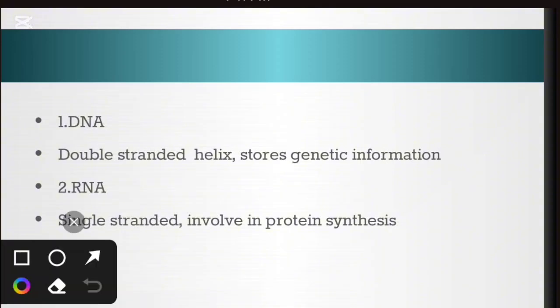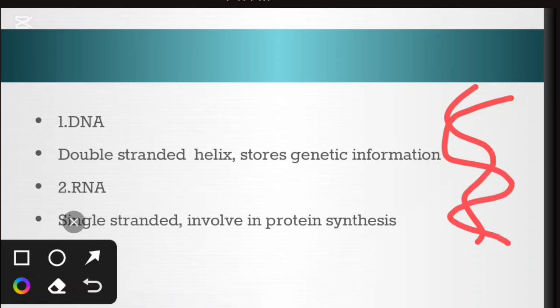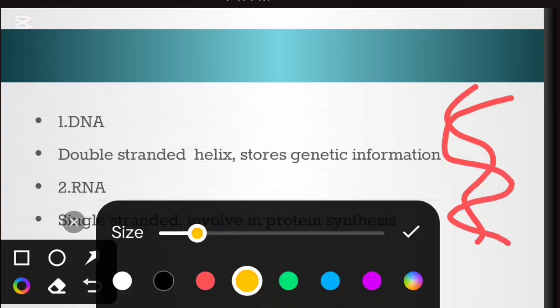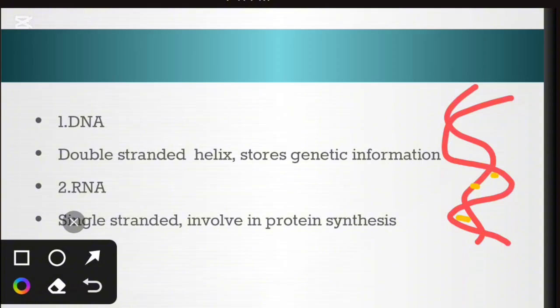The double helix means two helix. So DNA is the double stranded helix. The main function is to store genetic information. And RNA is single stranded. Single means only one strand. And the main function is that it is involved in protein synthesis.